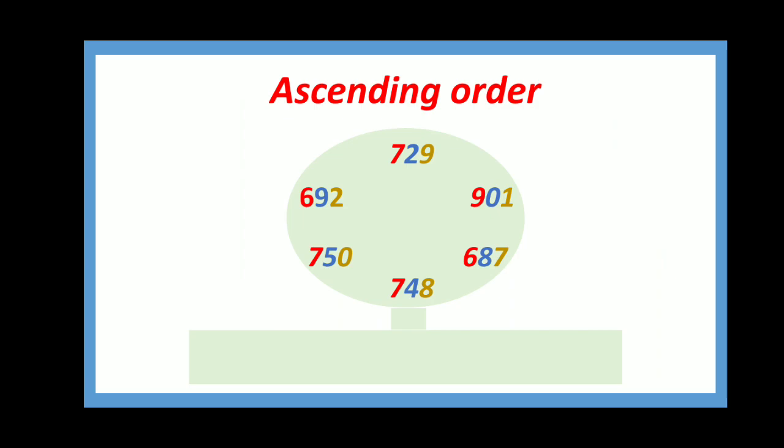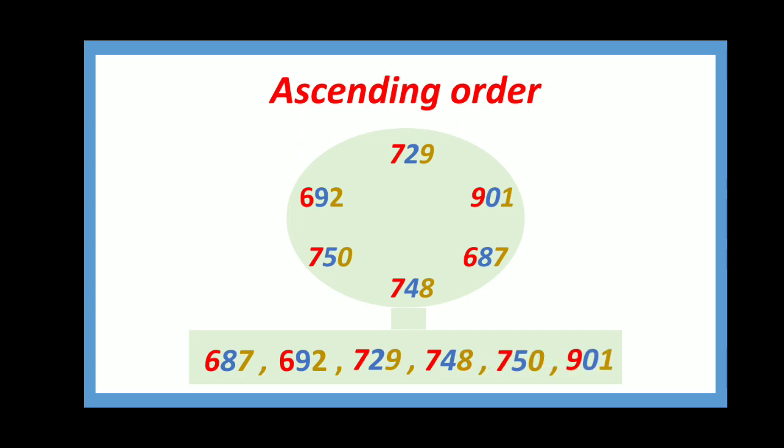Ascending order means numbers move towards forward counting or increasing the order. As you can see, some numbers are given. Let's arrange them in ascending order. So first the smaller one comes, that is 687, then 692, 729, 748, 750, and then 901. This is how to arrange in ascending order.